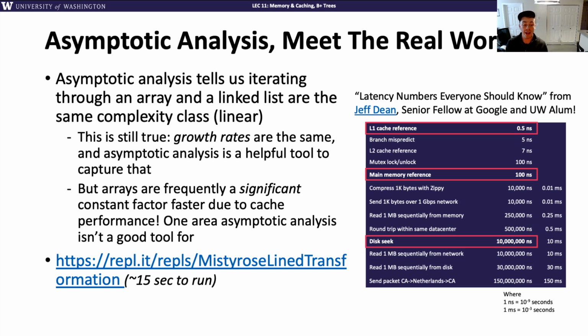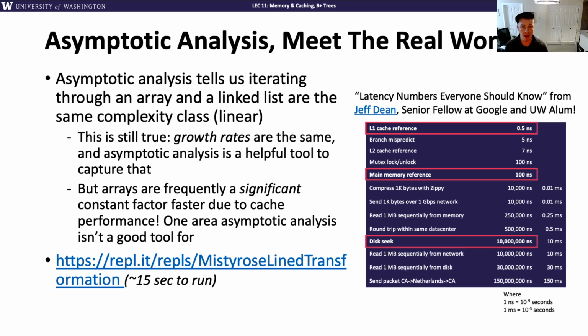Now, why talk about all this stuff? Why talk about caches and CPU and RAM and disk? It's because these storage locations have different latencies. What I mean by that is, in order to get data from one of these places, it takes some amount of time. Having a broad sense of what things are fast and what things are slow is really important in the design of programs. If you think back to what we talked about with algorithmic analysis, we used the tool of asymptotic analysis, and it told us that iterating through an array and a linked list are the same complexity class.